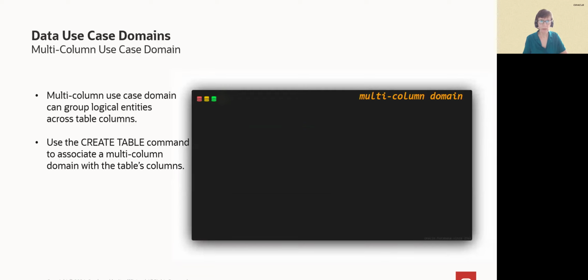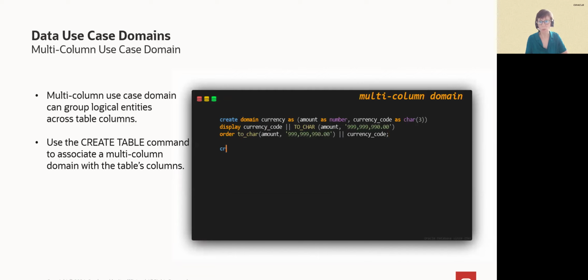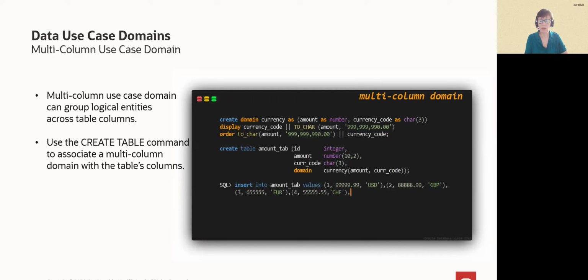Let's give an example for a multi-column use case domain. As the name already suggests, it has not only one column of information in it, it defines or uses more than one column in its definition. Here, an easy example for currency. Let's say there is an amount and a currency code. It should be displayed together and it should be ordered according to the amount.